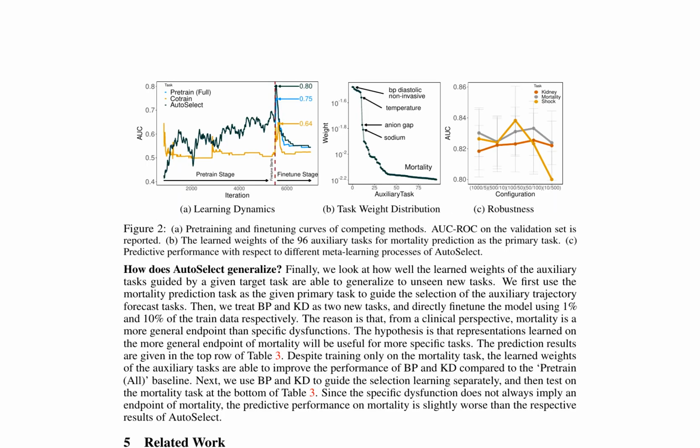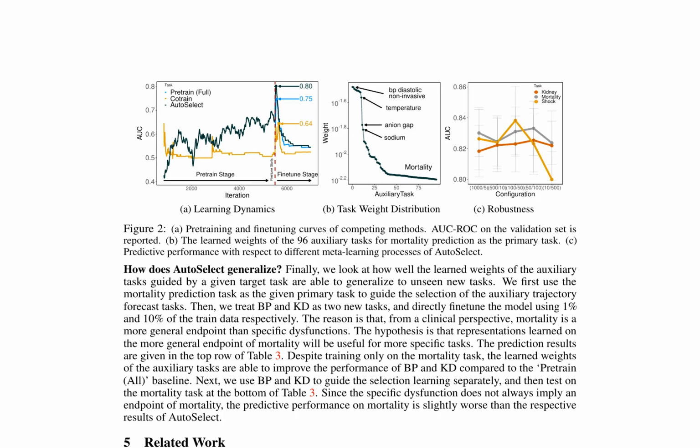The results show that auto-select outperforms the baselines in the low-resource regime, where only 1% or 10% of the training data is used. The authors propose auto-select as a metalearning framework that adaptively selects and weights auxiliary tasks for self-supervised pre-training to improve the performance of a target supervised task.